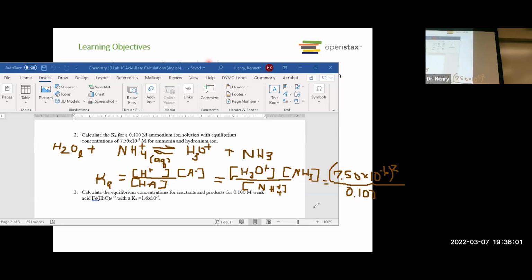Yeah, Ka is the equilibrium constant for the acid. So Kb would be the equilibrium constant for the base. And if the acid completely neutralizes the base, then Ka times Kb should be equal to Kw.